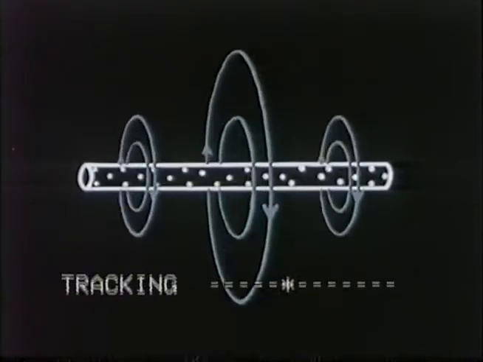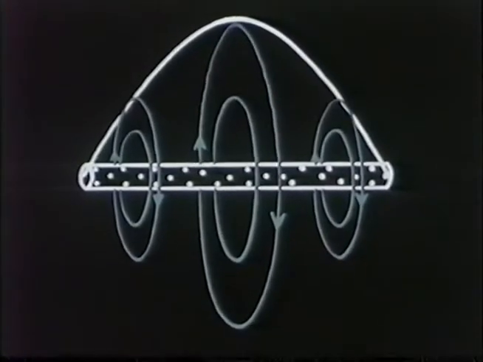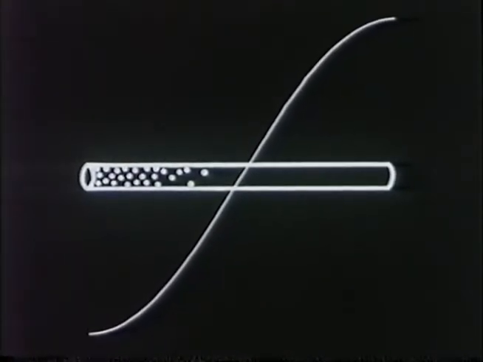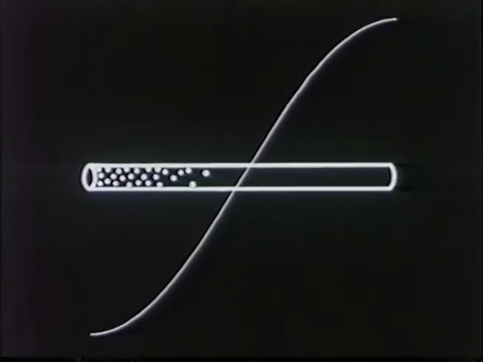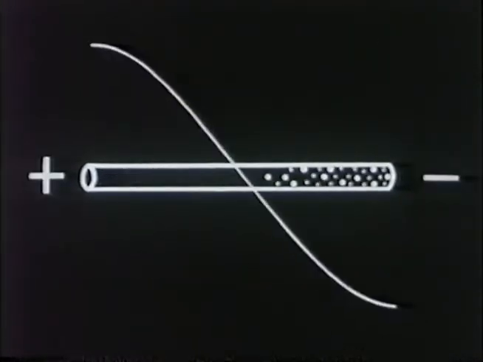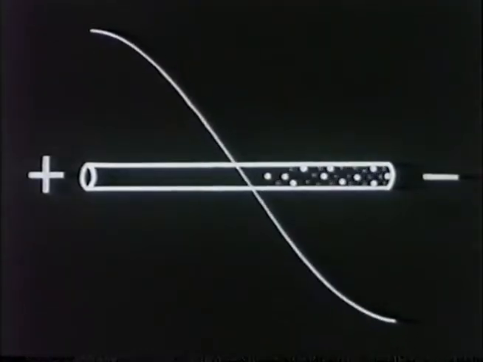The strength of this field is proportional to the amplitude of the current standing wave. This current standing wave is 90 degrees out of phase with the voltage standing wave. At this instant, the antenna has a positive voltage at this end and a negative voltage at this end. When the voltage builds in the opposite direction, the polarity reverses. This changing polarity produces an electric field in phase with it.